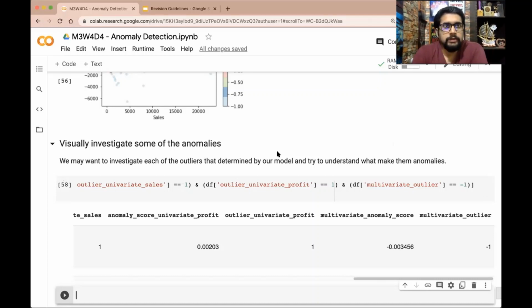Scaling before isolation forest. See, there are many algorithms which require scaling, and many which do not. If you are going for algorithms wherein you are using gradient descent, like neural networks, or other algorithms which require you to minimize a loss function, in those cases scaling is of much help, because it will help you reach the minima faster.